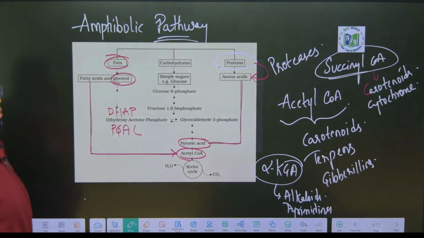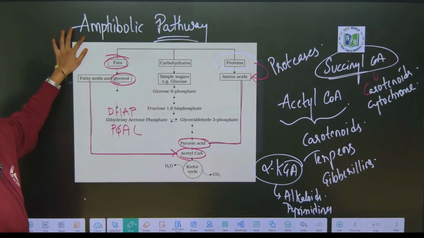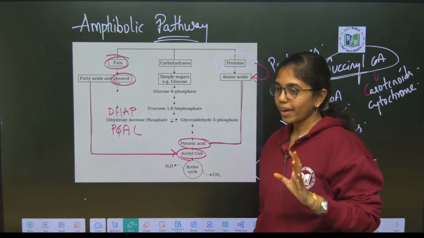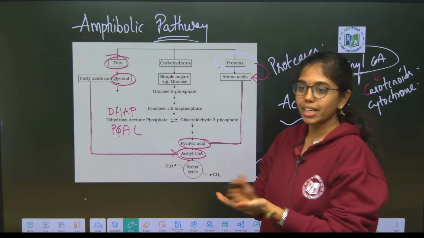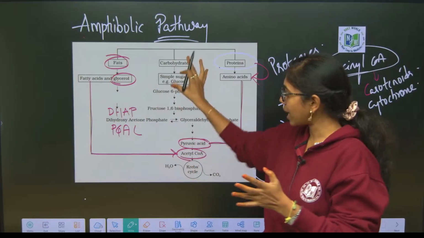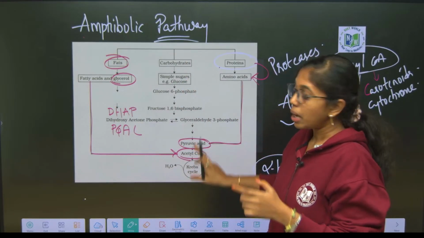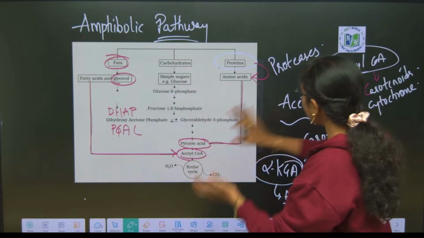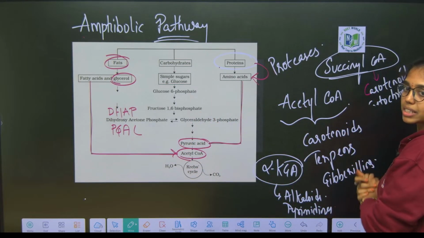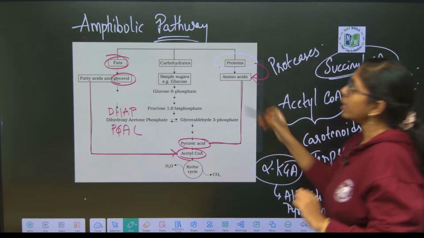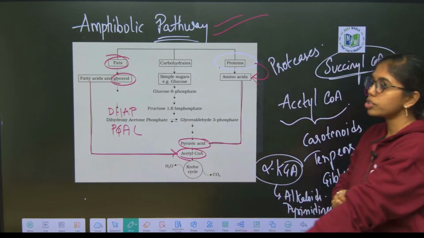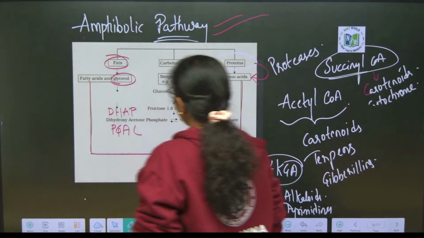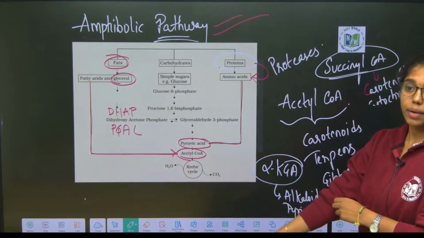Got it? So, the amphibolic pathway is one which includes both anabolic and catabolic processes. Fine. Of course, respiration is what? A catabolic process where the complex molecules are broken down to simpler ones. But at the same time, the respiratory intermediates that are present are the raw material for the synthesis of certain molecules. Okay, that is why respiration is called an amphibolic pathway. Done, right? Any doubts anywhere with the amphibolic pathway?